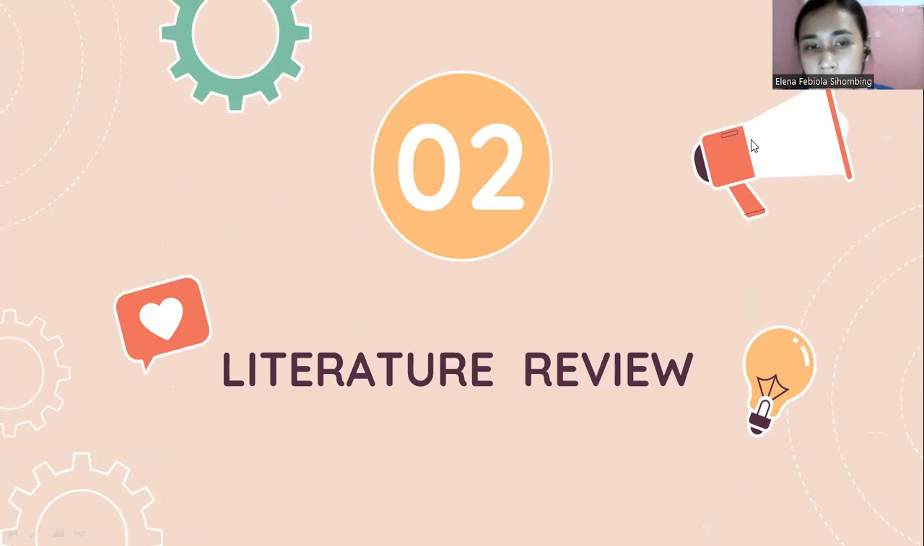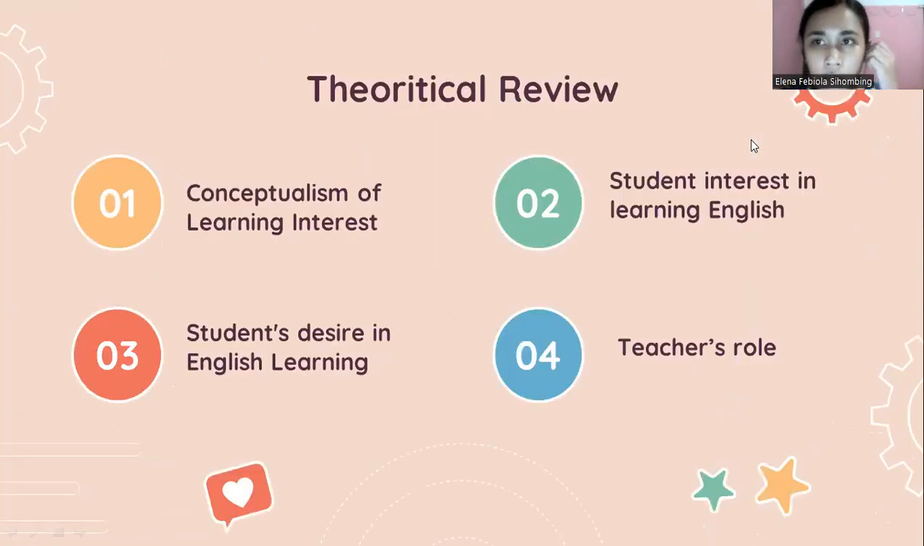The second chapter is about literature review. So I have two literature reviews. The first is theoretical review, and the second is empirical review. The theoretical review has some subtopics. The first is, in my research, we will talk about the conceptualization of learning interest. And the next, student interest in learning English. The third is students' desire in English learning and teachers' role.